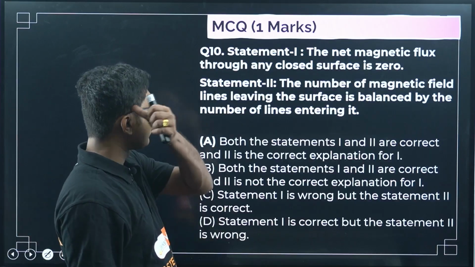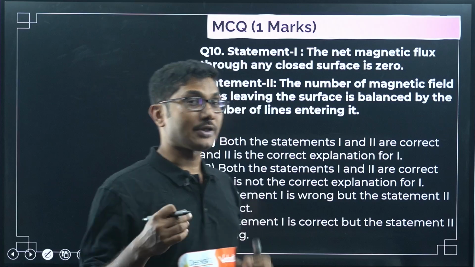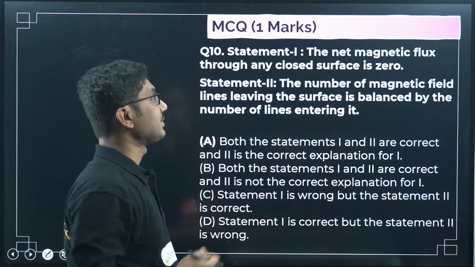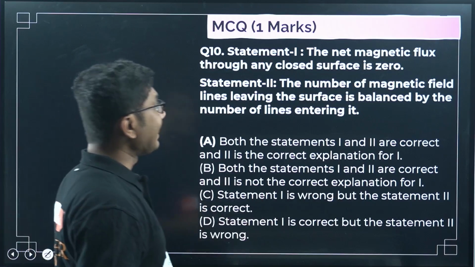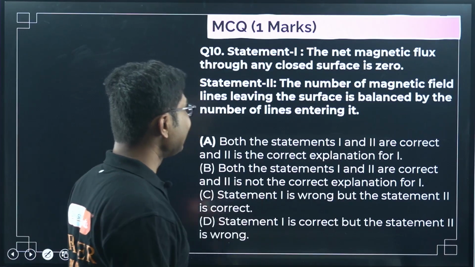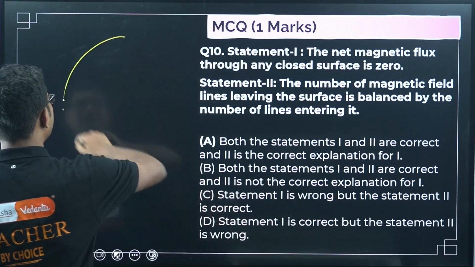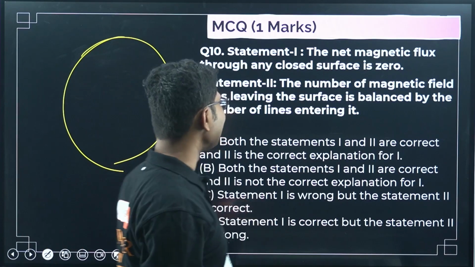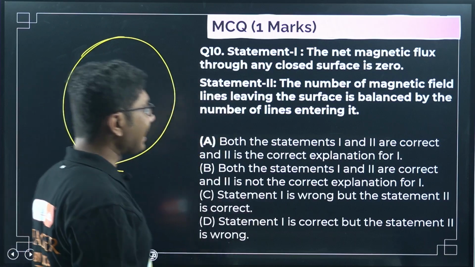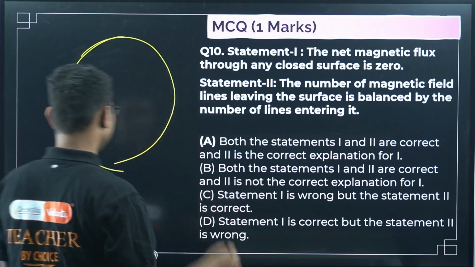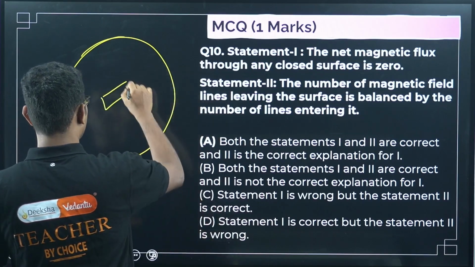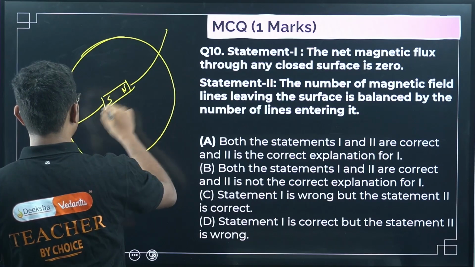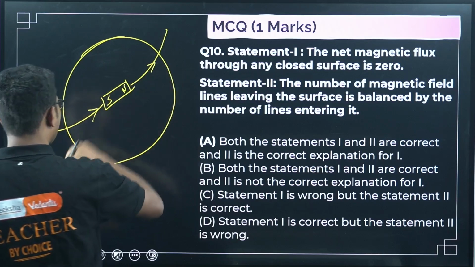Now statement 1, again another statement based question. Statement based questions are very popular nowadays, and one or two such questions are expected. The net magnetic flux through any closed surface is 0. The number of magnetic field lines leaving the surface is balanced by the number of lines entering it. So we know that north and south pole magnetic field lines are closed, so the number of field lines that are exiting, the same number of lines are entering.